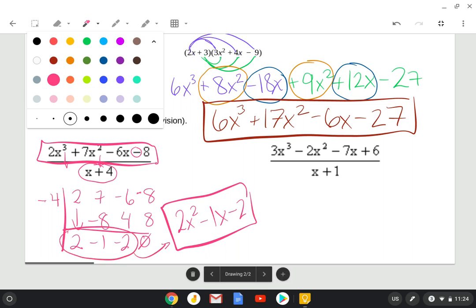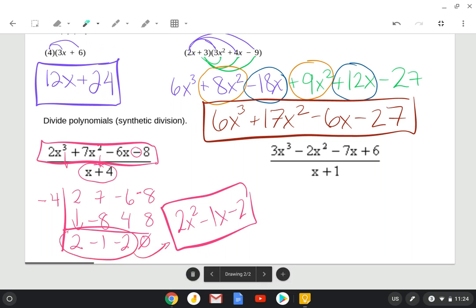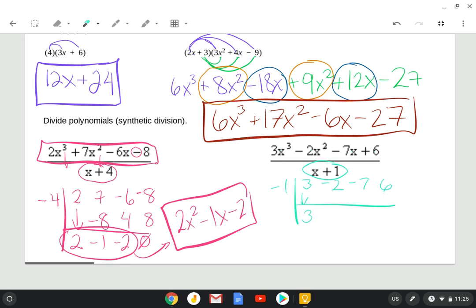All right, so let's look at our other example. Again, we're going to use synthetic division. We have 3, negative 2, negative 7, and 6. And the zero of this is negative 1. It's what makes that 0. Negative 1 plus 1 is 0. Bring down the 3. Negative 1 times 3 is negative 3. Negative 2 plus negative 3 is negative 5. Negative 1 times negative 5 is 5. Negative 7 plus 5 is negative 2. Negative 1 times negative 2 is 2. 6 plus 2 is 8.